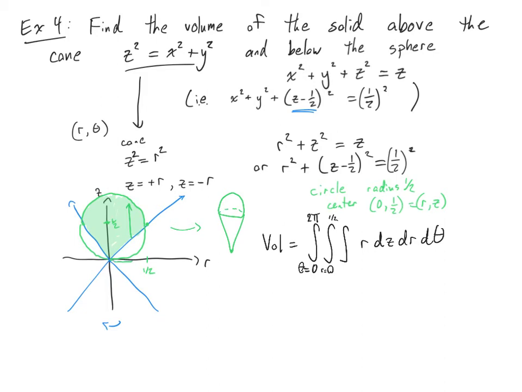And that's my bounds as I move along here. And then z, the hard one, is going from z equals r all the way up to z equals the semicircle up above. And so we're going to want to go up there and actually solve one of these expressions, probably this one here, for z.